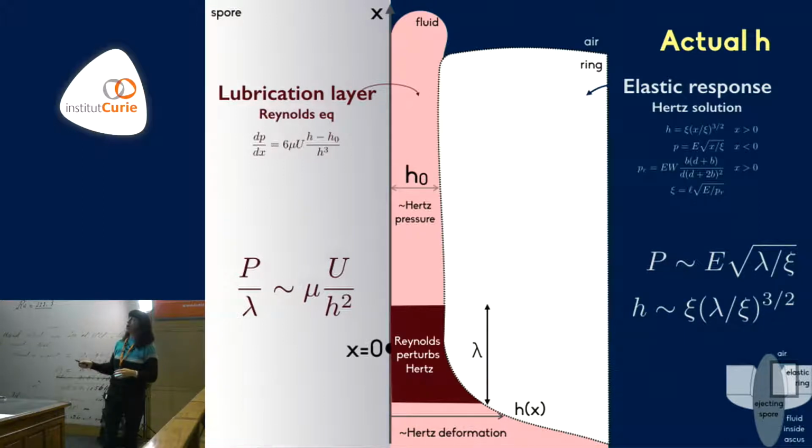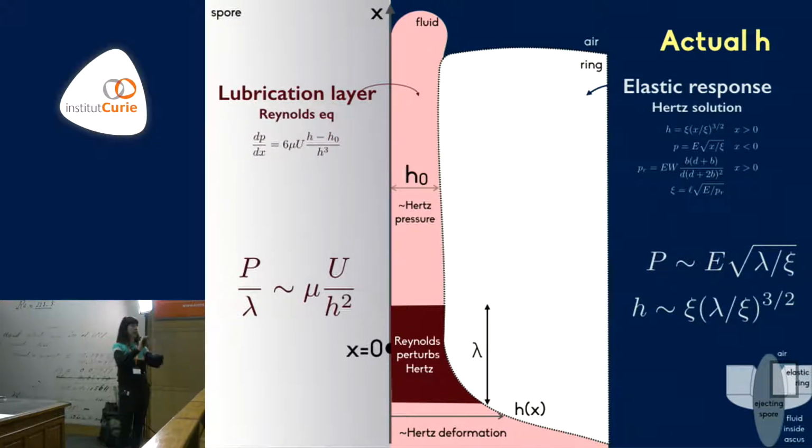You can do the scaling analysis of these equations around the contact, and what you get is 1, 2, 3 scaling relations for the 3 unknowns, which are h, then there is p, and then there is this lambda, okay, which is a new length scale. It's the length scale over which the interaction between elasticity and hydrodynamics matters.